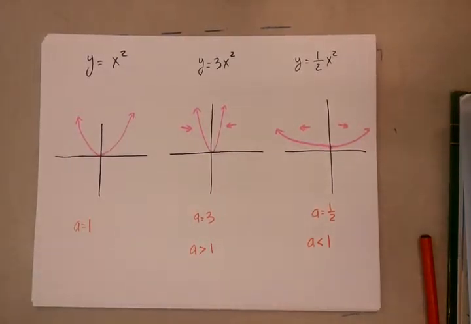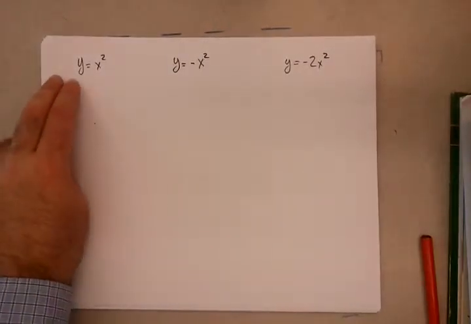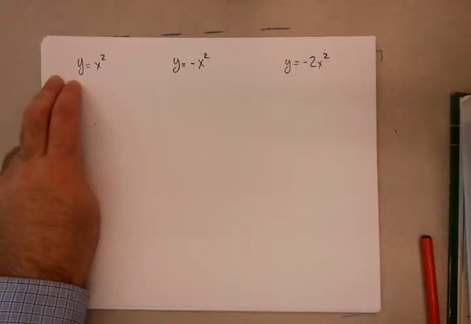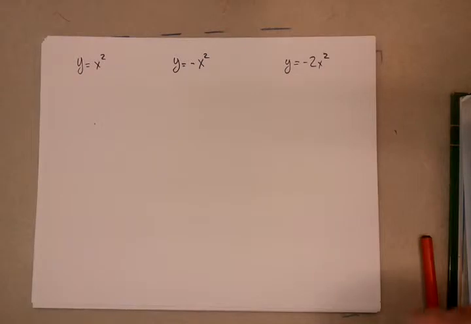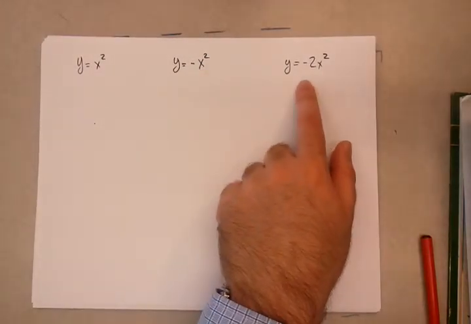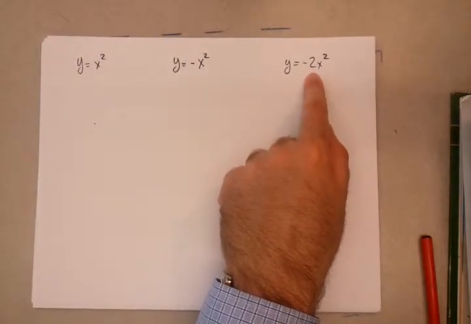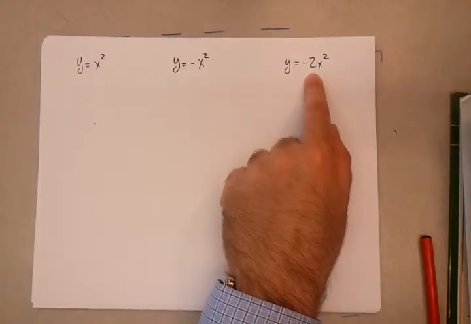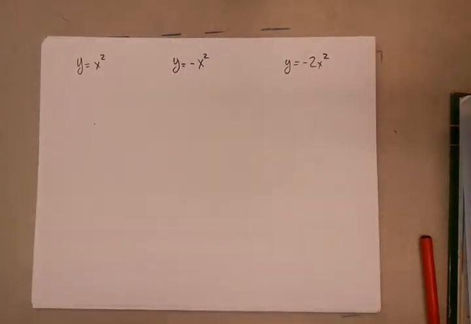All right, great. So let's take a look at something else. Let's take a look at these three cases. Our baseline, the y equals x squared, which we're familiar with, and then two new cases. So now what's different here? Here we have a negative in front of the x squared. Over here we have a negative 2x squared. Now we know what to do with the 2. If the value is larger than 1, we now know what to do with this, but what do we do with the negative? So I'm going to show you what that looks like.